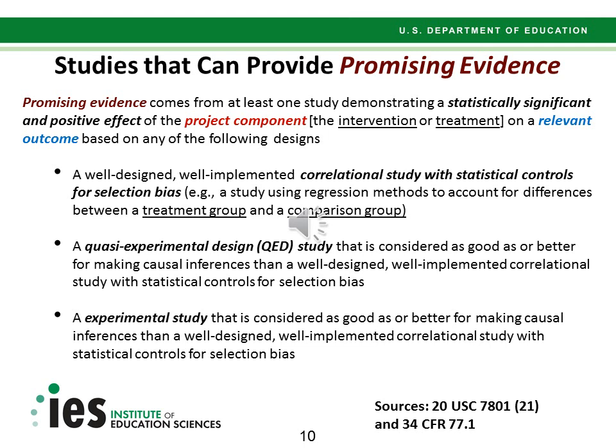A quasi-experimental design study using statistical matching, or an experimental study with random assignment but high rates of sample attrition, would be examples of studies that could also provide promising evidence, even if they were not reviewed by the What Works Clearinghouse or were reviewed but did not meet WWC evidence standards.